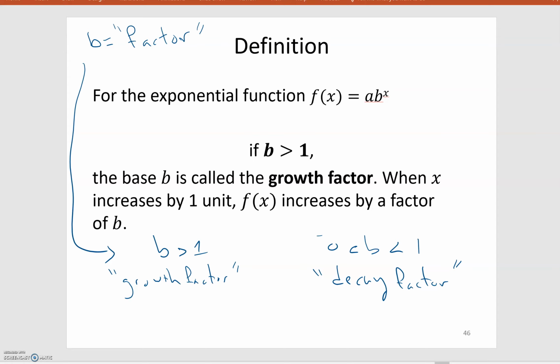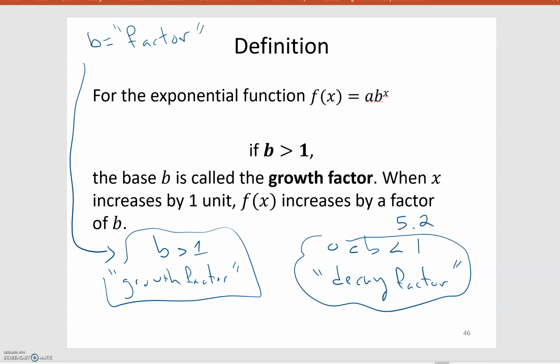So we'll get into this in 5.2, so you won't see any more about this at the moment. We're going to be specifically focusing on exponential growth functions in Unit 5.1, okay? So as this says, b is restricted to be larger than 1 if we're talking about growth. When x increases by 1 unit, f of x increases by a factor of b. So factor, this word, you really need to understand what we mean when we say factor. When I say factor, you need to think multiplication.